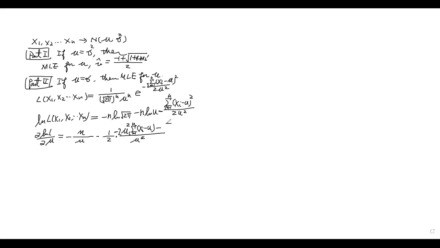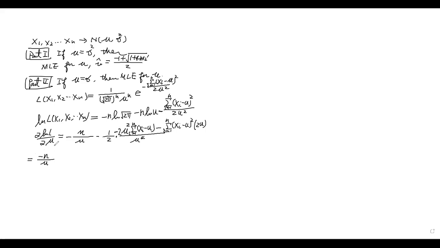Minus, you hold the top. So the summation i from 1 to n of xi minus mu, squared. And for the whole thing, take the derivative of the bottom, the mu squared. So the derivative of the bottom will be what? It will be 2 mu's here. Okay, so now I'm going to simplify. This is n over mu.